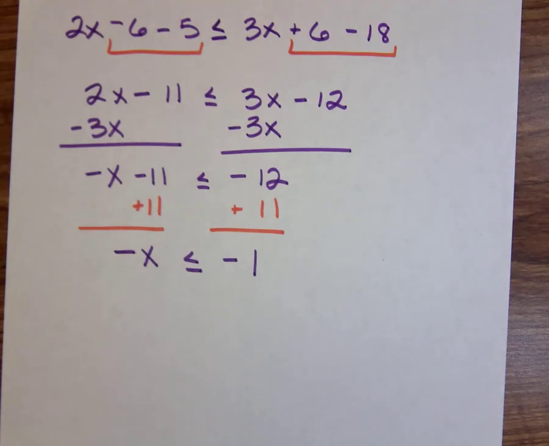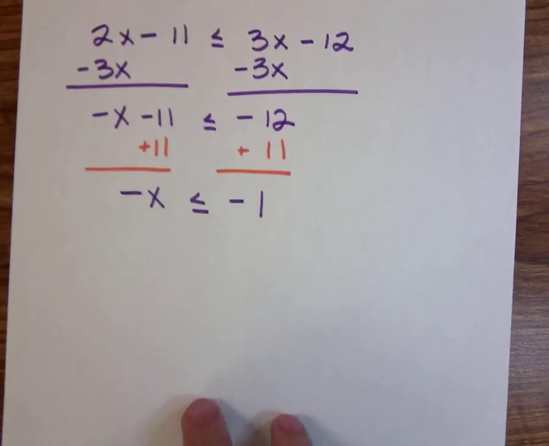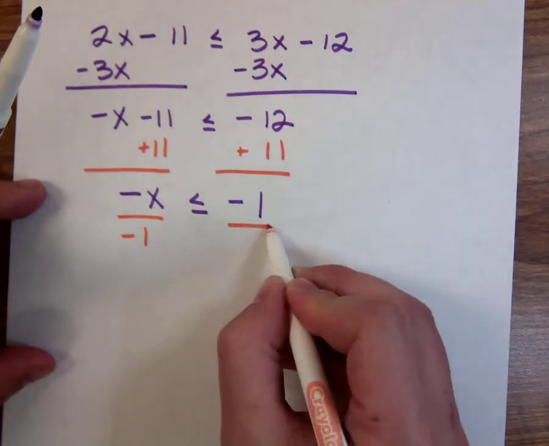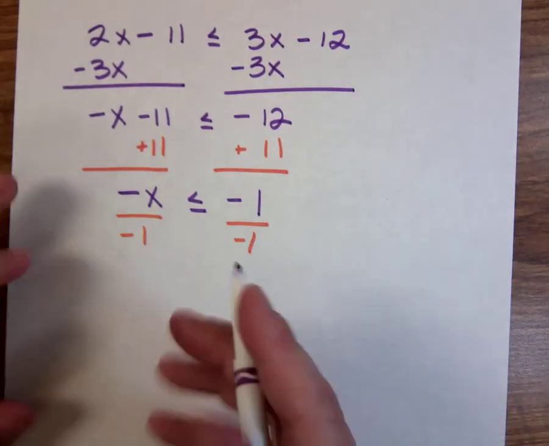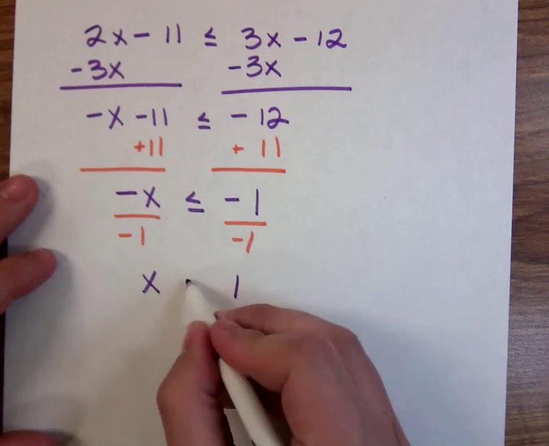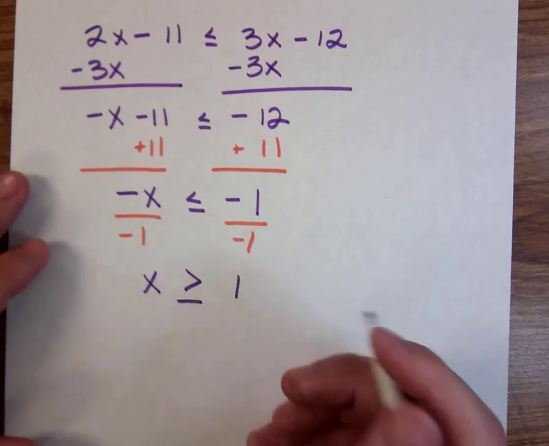We will have to flip the sign after this step, because what's this step going to be? Divide by negative 1. Very good. X and positive 1, and this will be greater than or equal to.